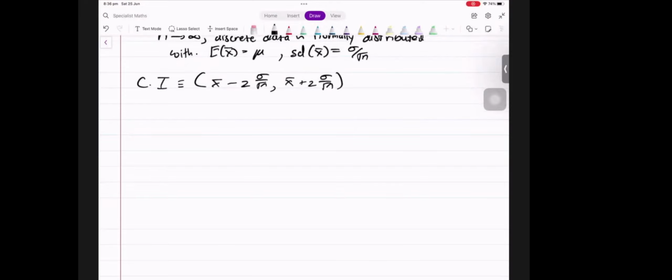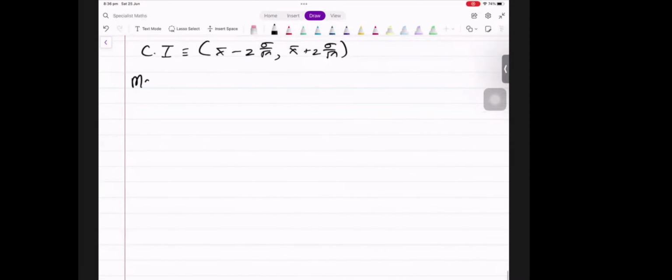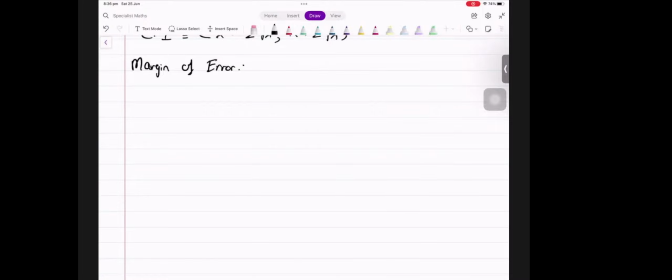Yeah, okay. Let's see what else. There is one more thing they have, and it's called margin of error. Now, I haven't seen this at all, even in VCAA papers, but I'll go through it anyway. What it basically means is it's the distance from your sample mean to the endpoints of an interval.